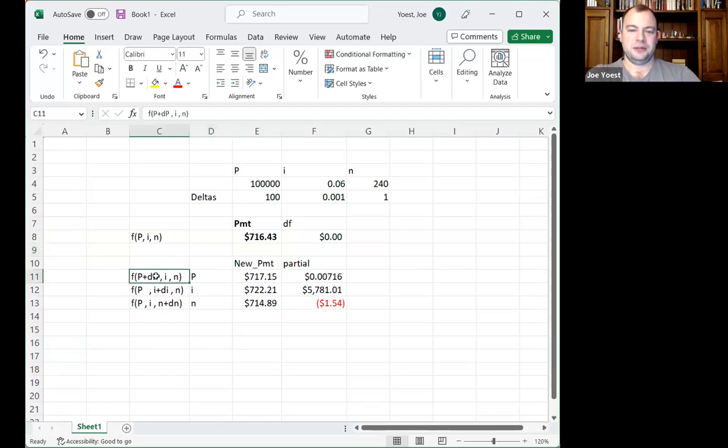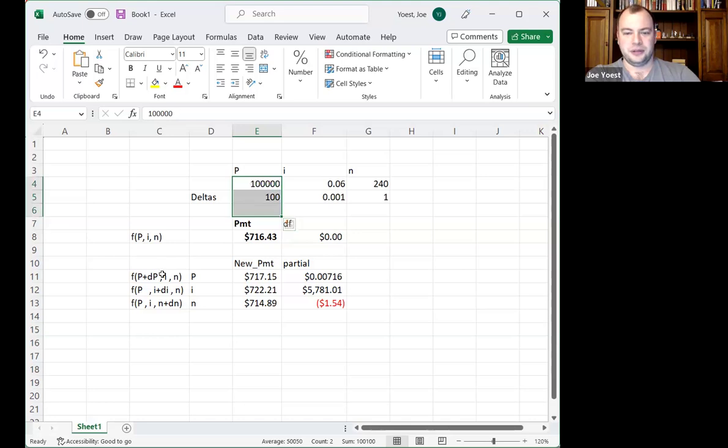Let's estimate partial of F with respect to P. Well, to do that, I need to figure out what is F of P plus dP, comma I, comma N. I'm going to have to choose some delta. I'm going to have to choose some amount to change the principal by. I want it to be a small amount. I could pick 1,000 or maybe 100 or something like that. For reasons I won't get into, I don't want to pick it too small. But this should be small enough, but not too small to where things are going to start having problems on the other end.